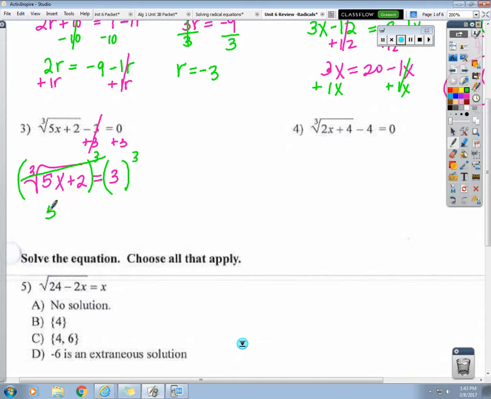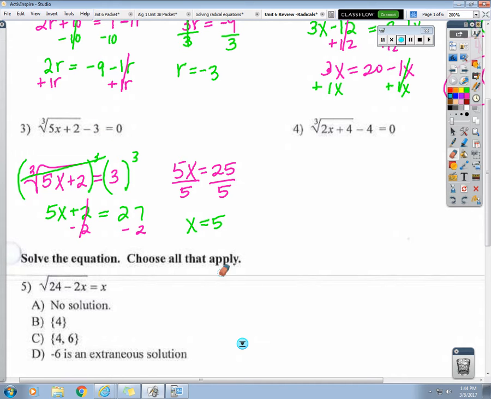Right, so now on the left, I have just 5x plus 2, and on the right I have 27, and now you have just an easy two-step equation. Right, 5x now equals 25, and so the last step is divide by 5, so x equals 5. Okay, let's check it.